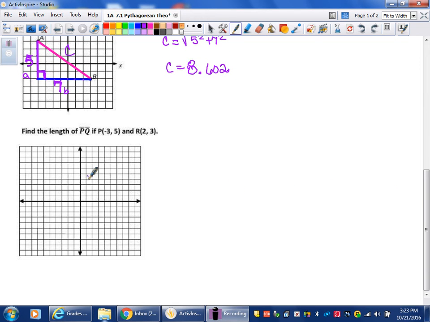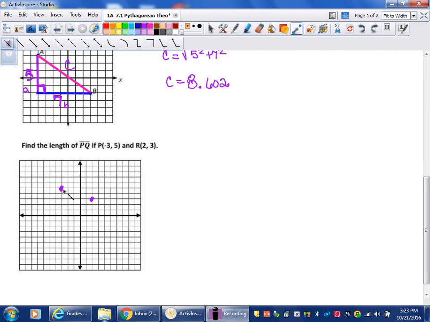Okay, let's do it again. They want the length of PQ. If P is at -3, so 1, 2, 3, positive 5, 1, 2, 3, 4, 5. Here's -3, 5 right here. And Q at 2, 1, 2, 3, 1, 2, 3. Okay. So looking at that, my line goes straight across right there.